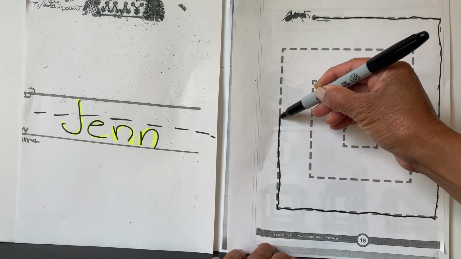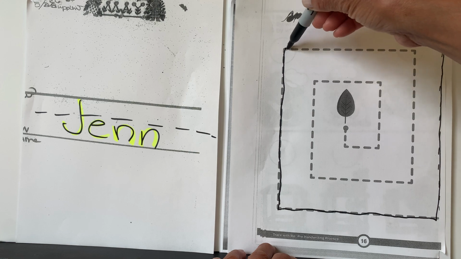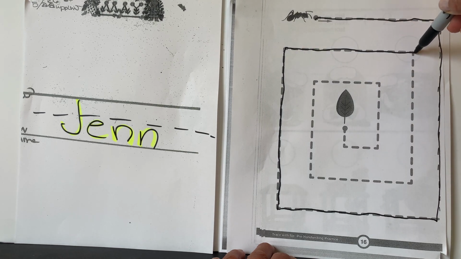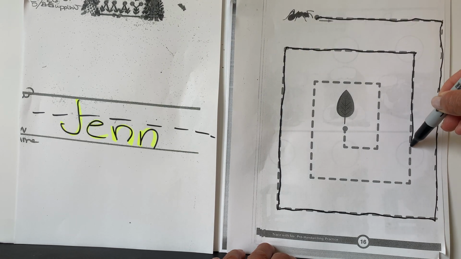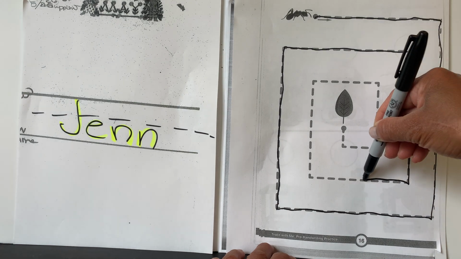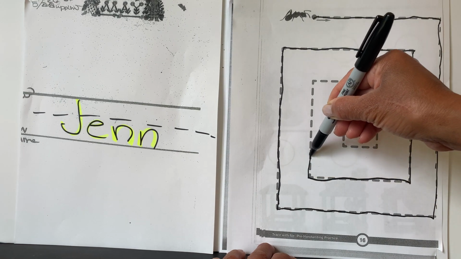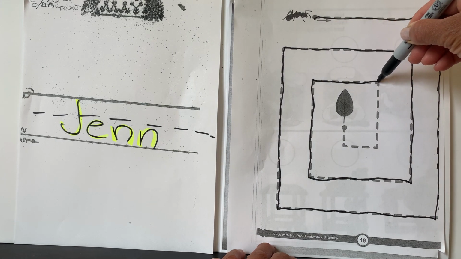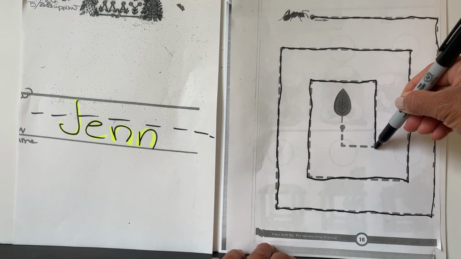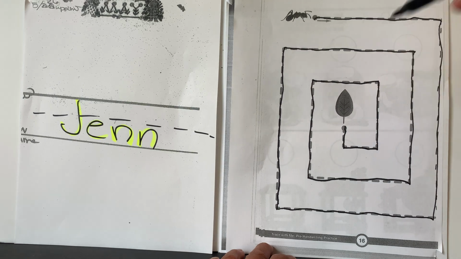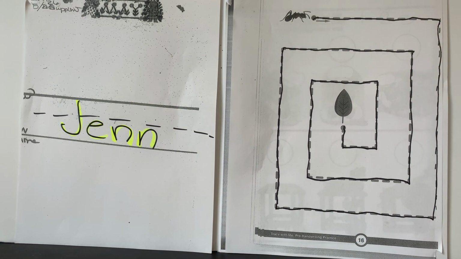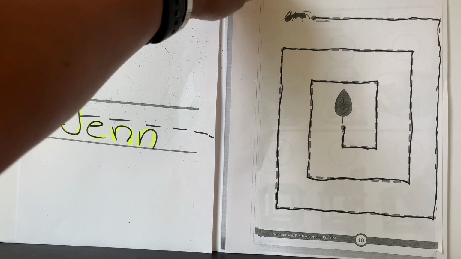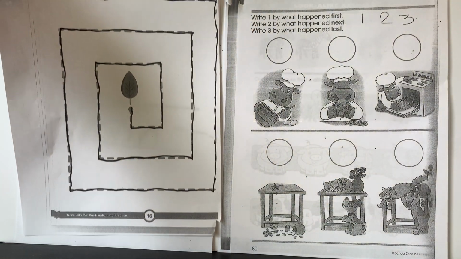Trace, keep going and stay on. Pull it and trace it and draw it on. Pull it, drag it, pull, drag, and stop at the dot. You made a little maze. Excellent work.